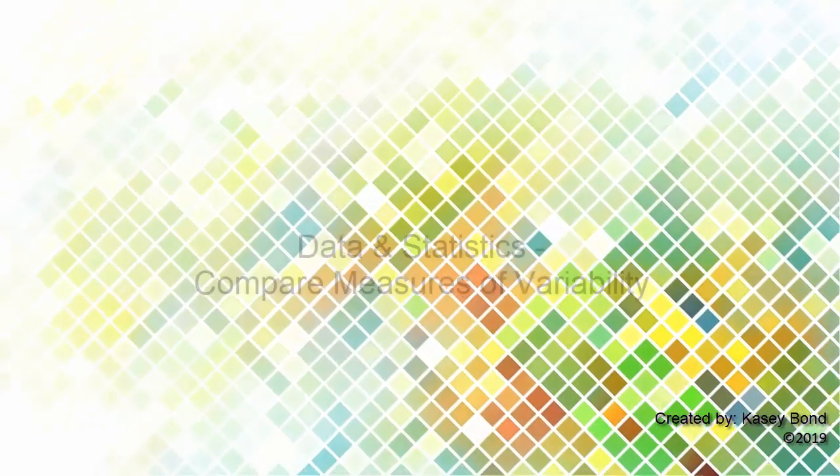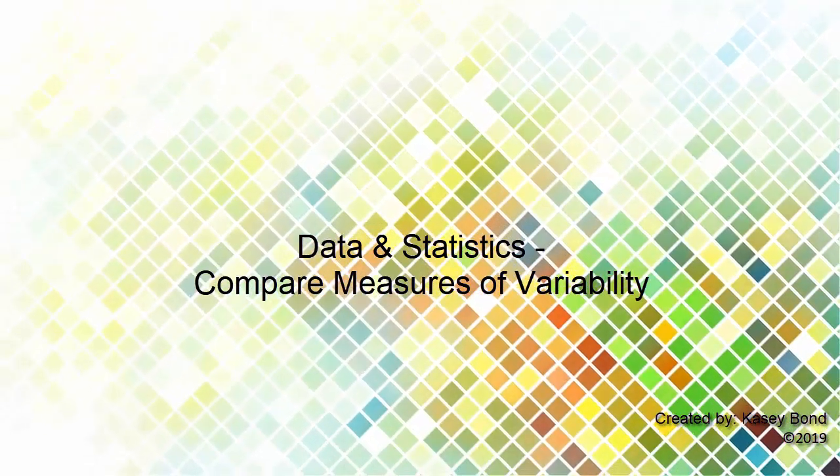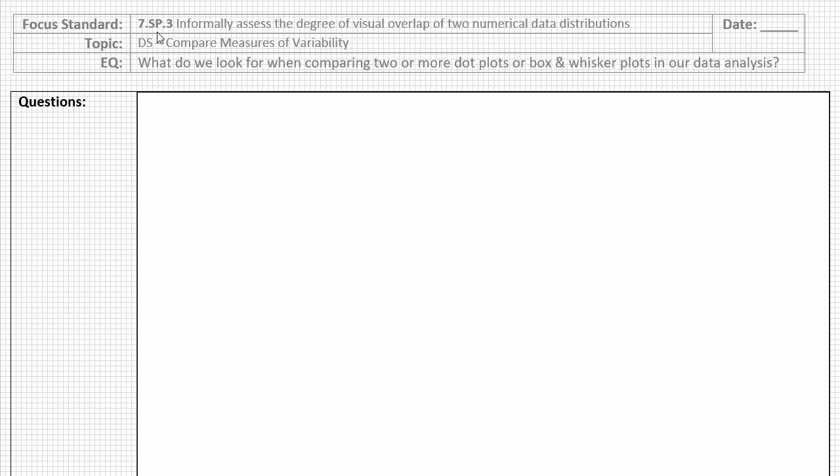For today's lesson, our focus standard comes from Grade 7, Statistics and Probability, Standard 3. Informally assess the degree of visual overlap of two numerical data distributions. Our topic comes from Data and Statistics, Compare Measures of Variability. Our essential question is, what do we look for when comparing two or more dot plots or box and whisker plots in our data analysis?